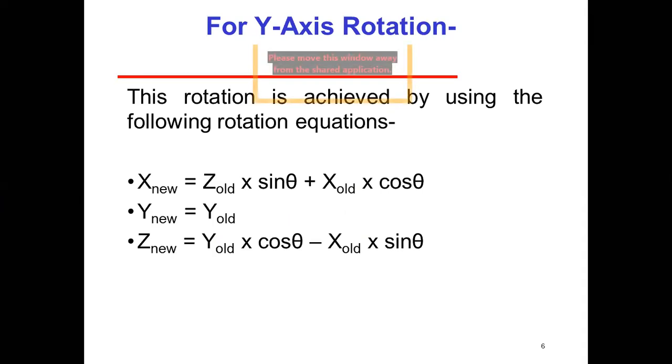So this is the y-axis rotation. This rotation is achieved by using the following rotation equations. Now you can see here x new is equal to z old sin theta plus x old cos theta. Okay, and y new is equal to y old, meaning the coordinates of the y-axis will remain the same. Okay, these are not going to change. And here again we get z new is equal to y old cos theta minus x old sin theta. So this is the formula, and you can calculate the coordinates easily. Because here we are going to rotate about the y axis, this will not change. So y new is equal to y old.